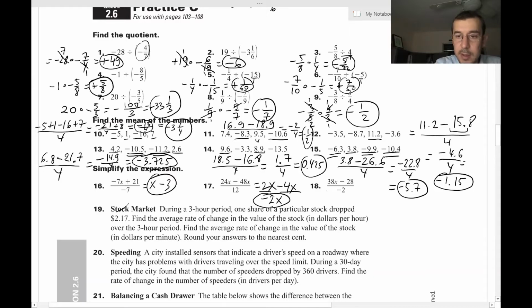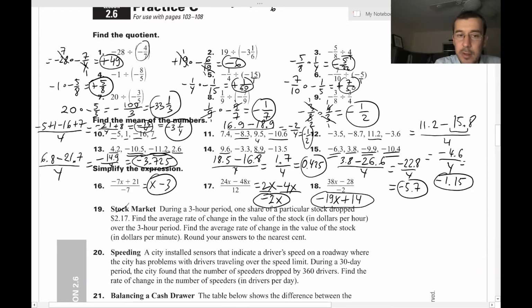Then 18, 38x divided by minus 2, plus divided by minus, it's minus. 38 divided by 2 is 19. And then x, minus 19x, and then minus 28 divided by minus 2, that's plus 28 divided by 2 is 14. So minus 19x plus 14 is number 18.